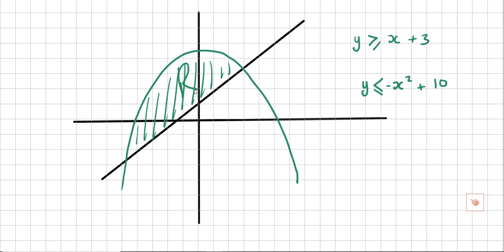But we haven't really worked on those, so I don't think there'll be, not yet. Because you would have to then solve for these 2 points. So I'd ask you to solve negative x squared plus 10 equals x plus 3. And we haven't looked at that yet, but it's another simultaneous equation thing.